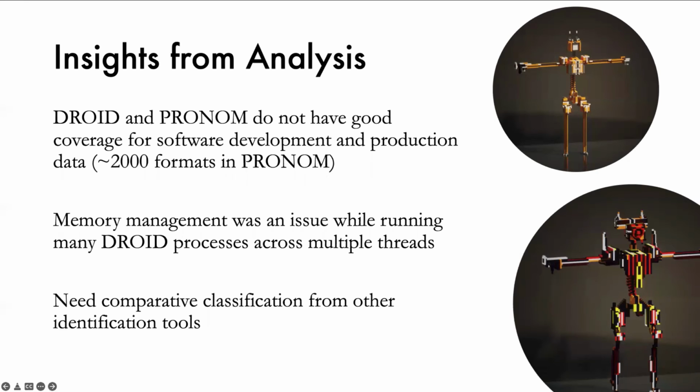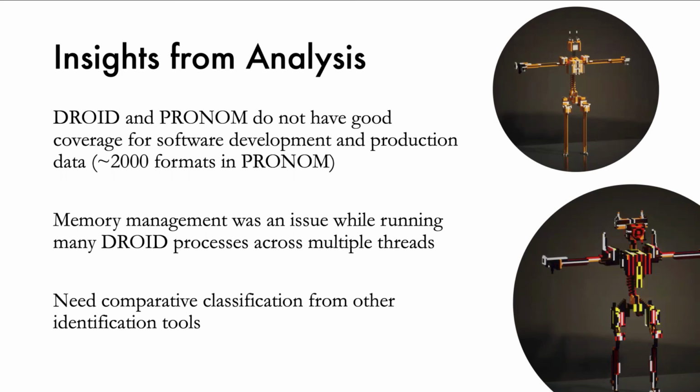And so, yeah, DROID and PRONOM did not really have good coverage for the software development stuff, right? There's around 2,000 permits in PRONOM. And memory management was an issue running the multiple DROID processes at the same time, but that was me because I'm a bad computer scientist. And then we need comparative classification from other tools.